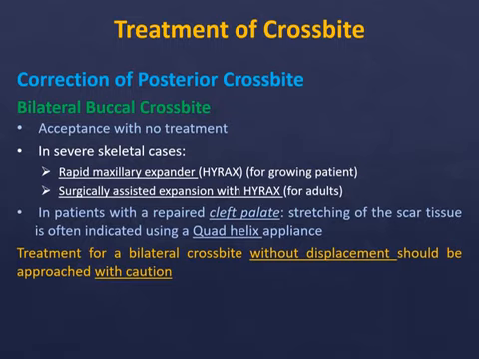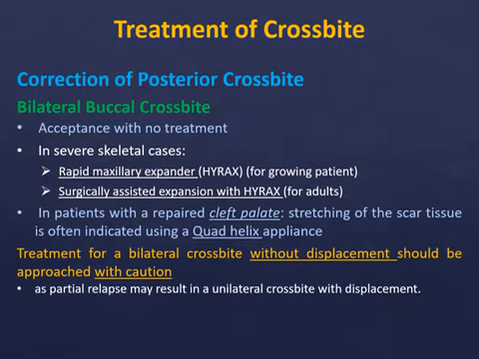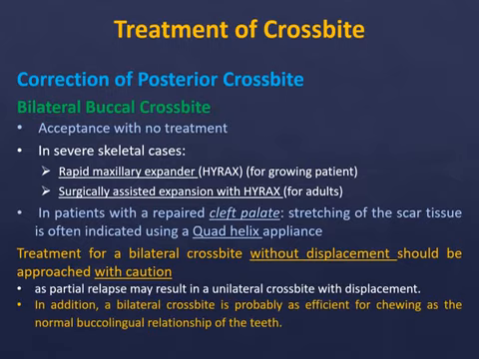However, be aware that treatment of bilateral crossbite without displacement should be approached with caution. This is for 2 reasons. The first is that any partial relapse after treatment can result in premature contact and development of unilateral crossbite with displacement. And secondly, as I said, bilateral crossbite is usually efficient in chewing because there is a normal buccolingual relationship of the teeth. However, it's in reverse position, but it's still efficient during eating.